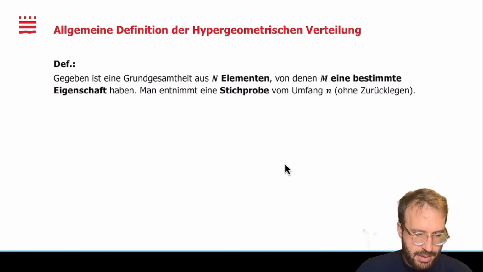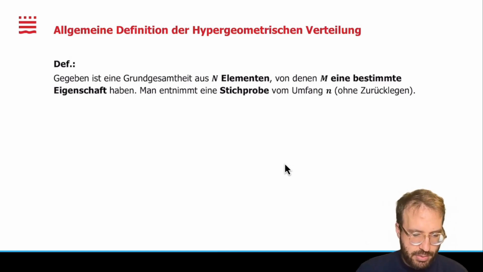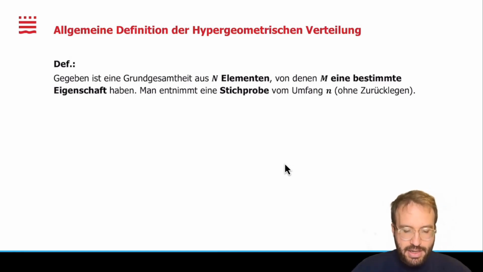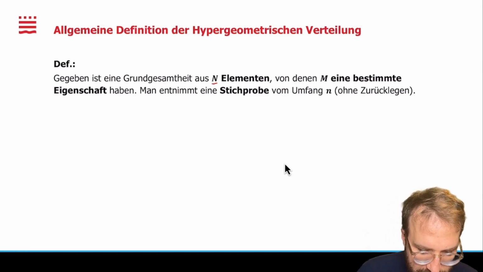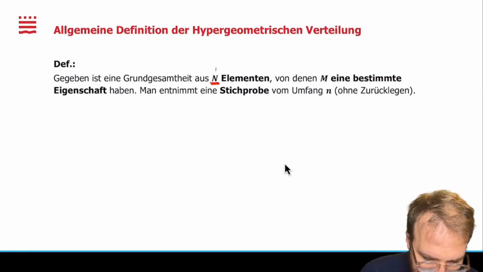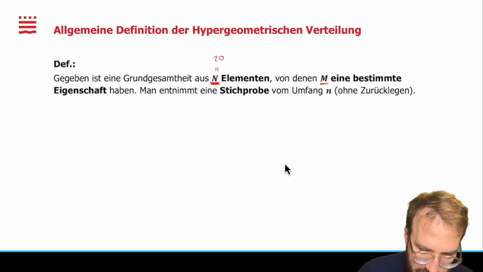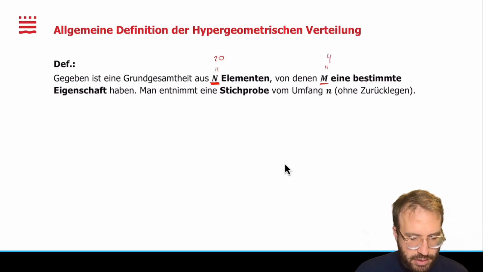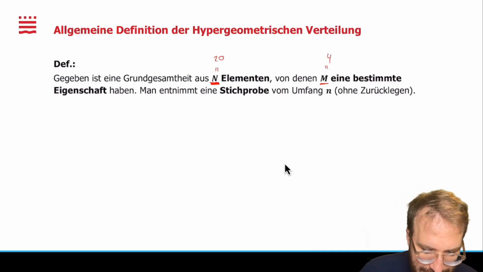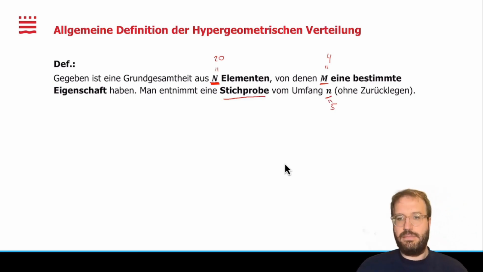So what is the hypergeometric distribution? We had several parameters. On one hand, we have the total population, so how many balls are there in total? That's big N. And out of those, we have M, so that was our 20. Then M has a certain property, for example, to be blue, which were 4 in our case. And then you take a sample of size n, which was 5, and all of that without replacing the balls.